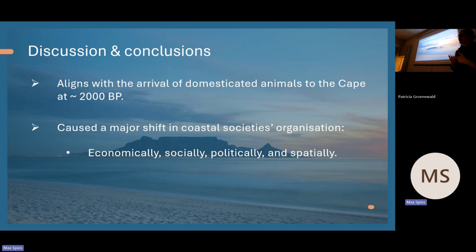I haven't really gone into that much, but we have fossil evidence. We have various evidence of the arrival of domesticated animals, and we can presume that this arrival of livestock caused a major shift in the economic, social, political, and quite obviously spatial organization of these coastal hunter-gatherer societies.